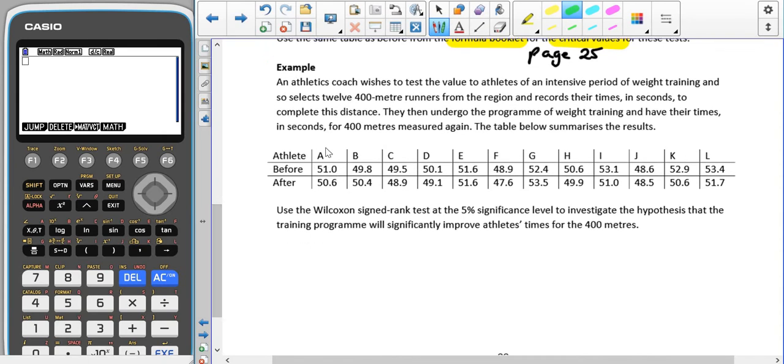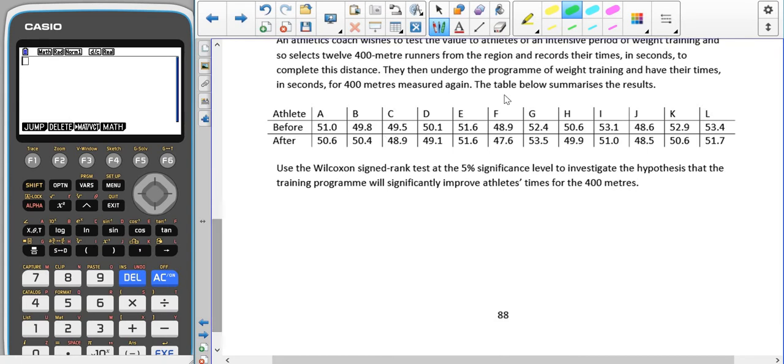So here we have the first athlete, we have how long it took them to do 400 metres before the weight training, and we have how long it took them to do the 400 metres after the weight training, and the same for B, C and D and so on. So then we're told to use the Wilcoxon signed rank test at 5% significance level to investigate the hypothesis that the training programme will significantly improve athletics times for the 400 metres.